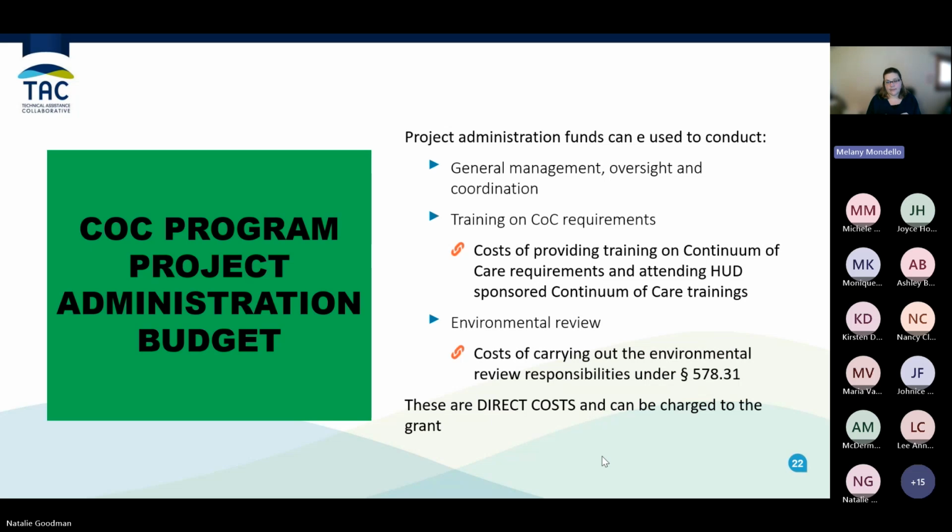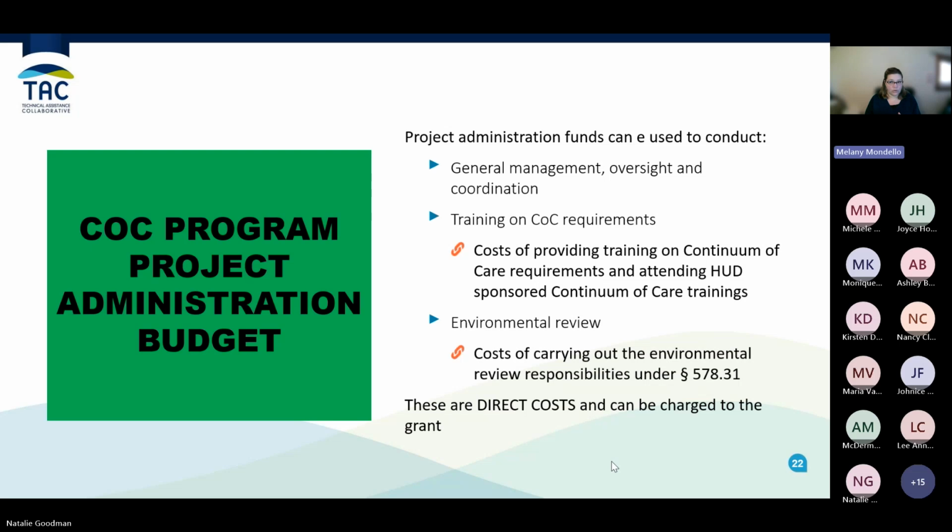Also under project administration are the environmental reviews that all projects have to do to various levels. The cost of doing that review, doing the document, and working with the responsible entity is all project administrative cost that you do at the beginning of your grant term. So these are all direct costs. When you're thinking about project administration, these are direct costs that you're tracking and charging to this particular budget line item.